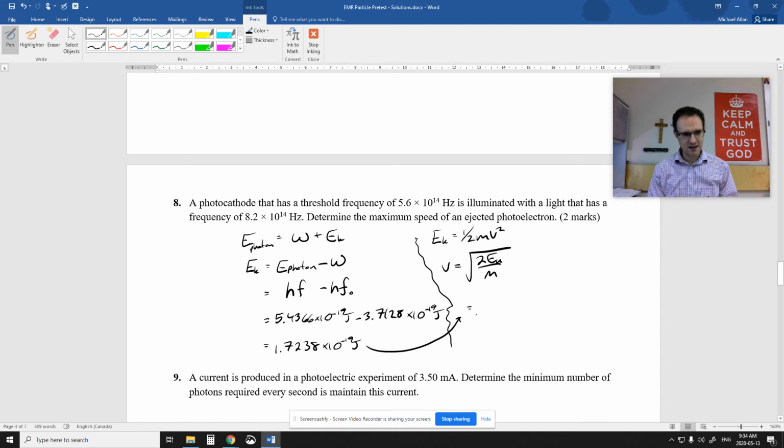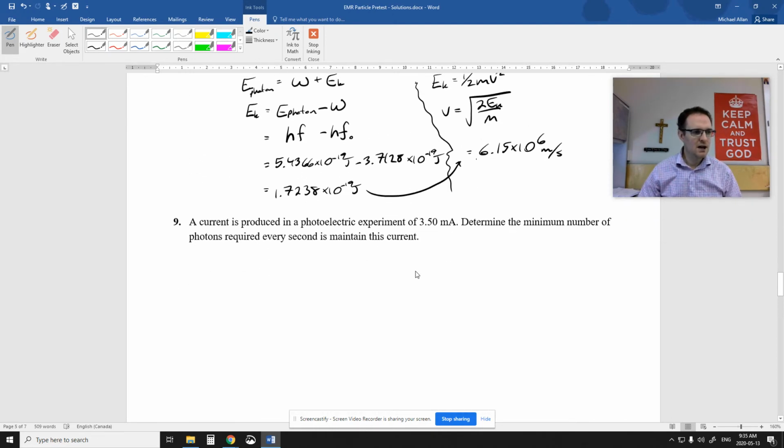I'm just going to punch in my calculator. So 2 times the number I got, divided by the mass of an electron, and then take the square root, because if I don't take the square root, I get 10 to the 11, a little too fast. Take the square root of my answer, and I get a speed of 6.15 times 10 to the 6 meters per second. There you go.